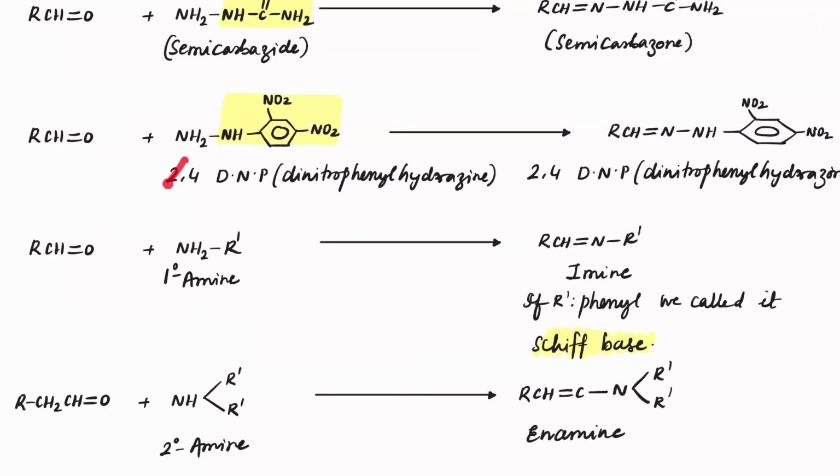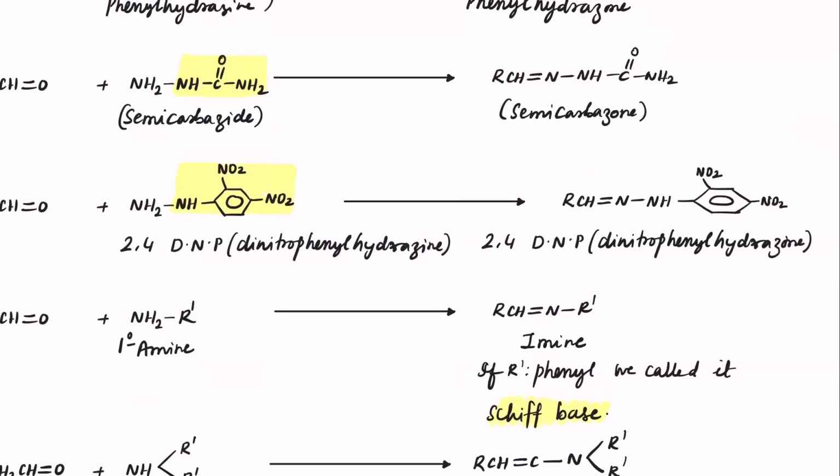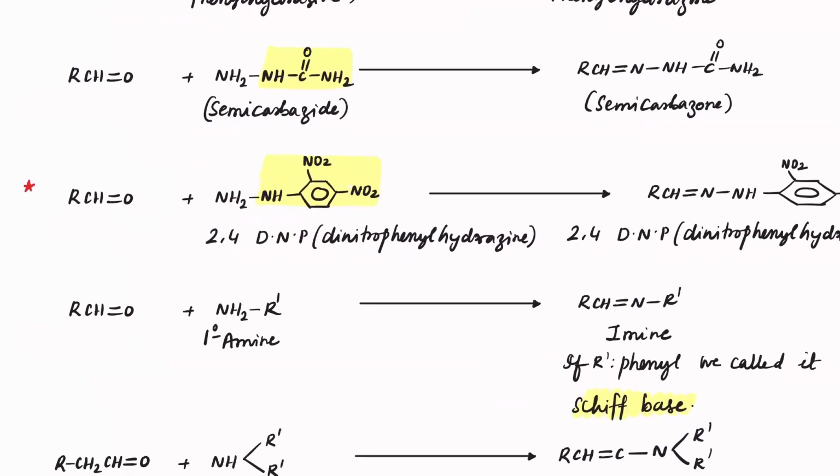Next one, 2,4-DNP test. 2,4-DNP, if you notice, that is dinitrophenyl hydrazine. Again, if you notice the ine form here, that can be converted to an one form, hydrazone. Okay, 2,4-DNP. And 2,4-DNP is the important test for identification of aldehydes and ketones.